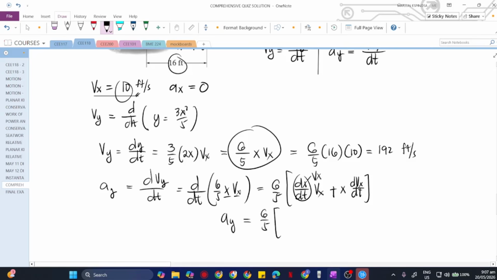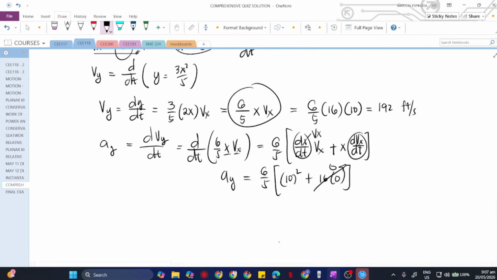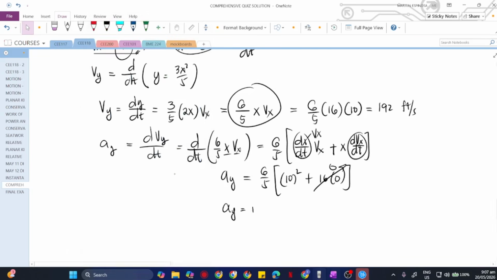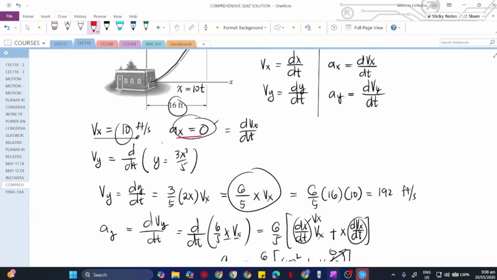Or yung vx natin is 10, so basically this is 10 squared, plus yung x natin is 16. Yung dvx natin over dt, that is equivalent to our acceleration, di ba? This is dvx over dt, which is equivalent to 0. Kaya, 0 ito, magiging 0 lang yan. So, for our acceleration along y, that is basically equivalent to 6 over 5 multiplied by 10 squared. Okay, yung sagot dito is 120 feet per second squared. So, buo na yung magiging values natin for a sub y, ito yon. For ax naman, ito yon, which is 0 lang.